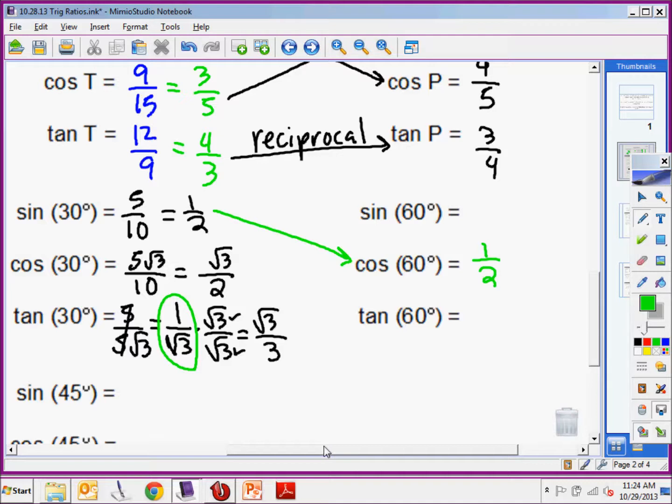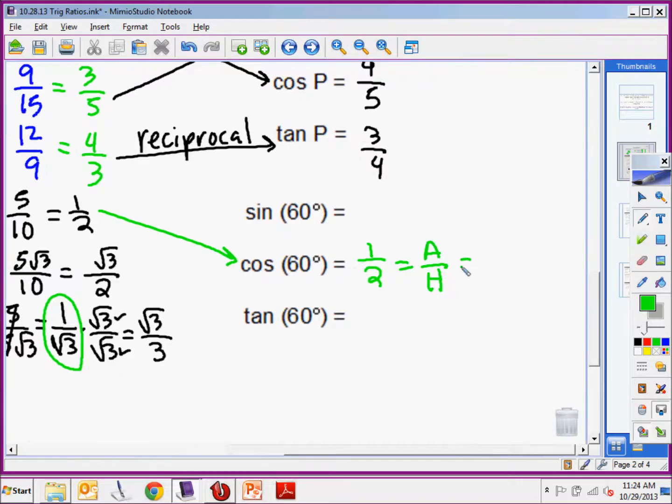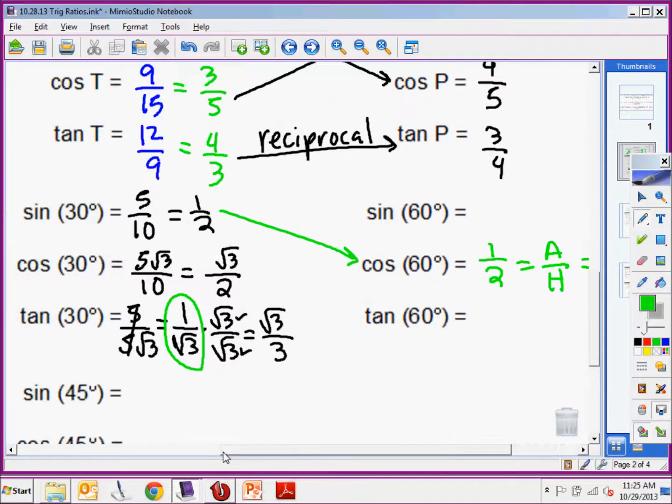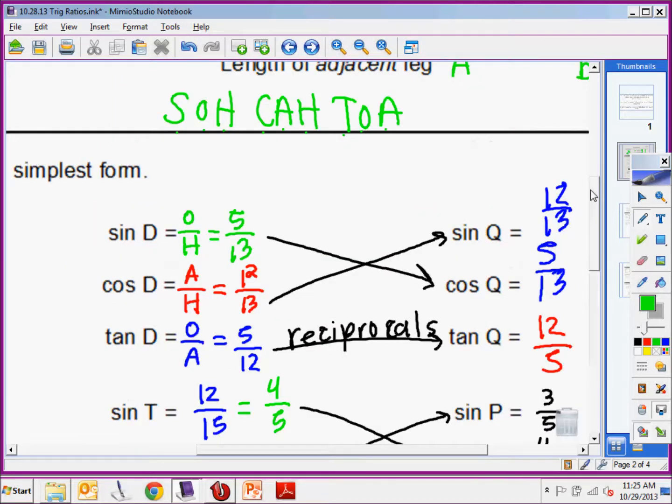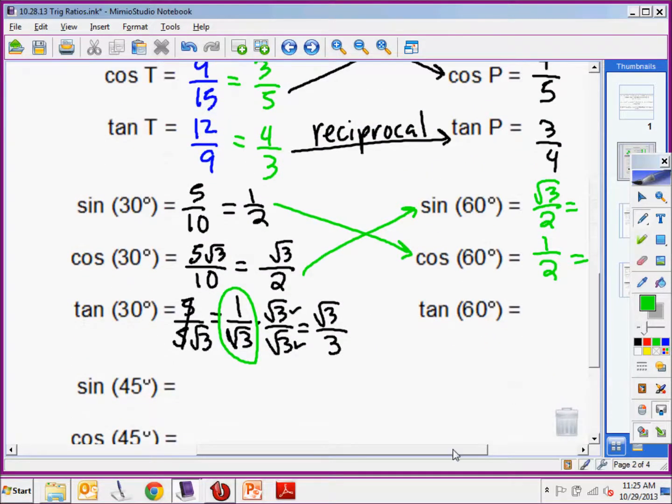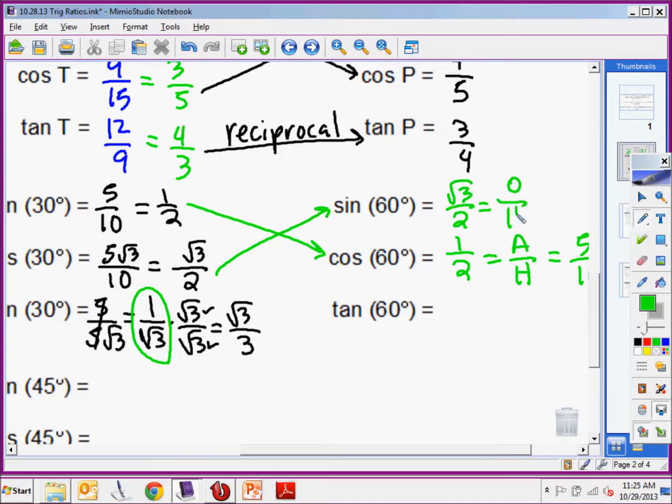If you cannot remember that, just remember adjacent over hypotenuse. And what's my adjacent? 5 over 10, which reduces to 1 half. If you're not going to be able to remember that pattern or that relationship, just follow SOH CAH TOA. Simple as that. Okay? So the cosine of 30 is the sine of 60, which is square root of 3 over 2 because it's my opposite over my hypotenuse.